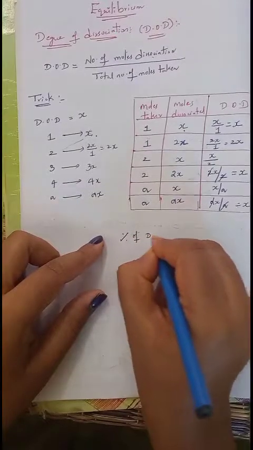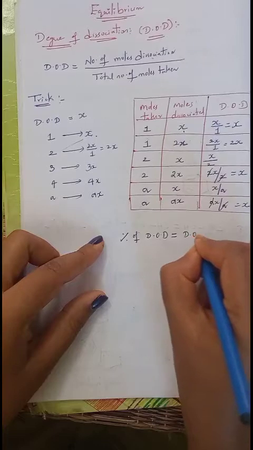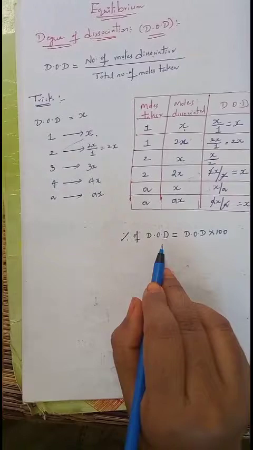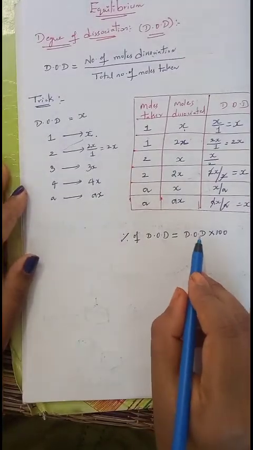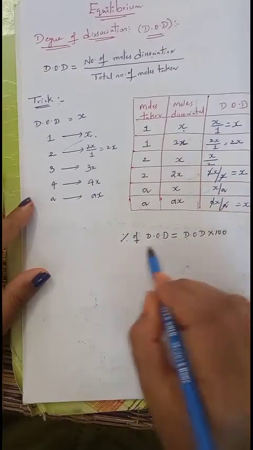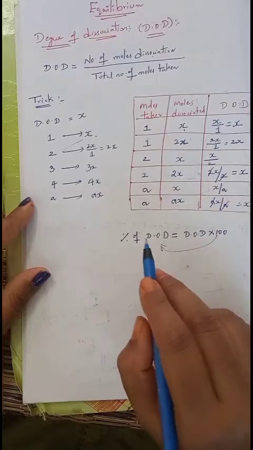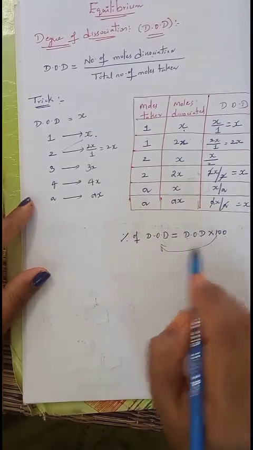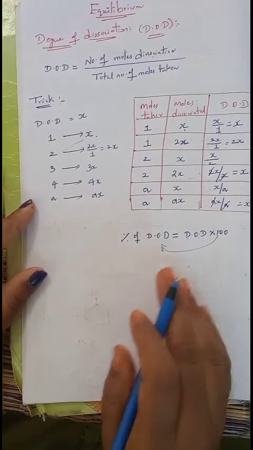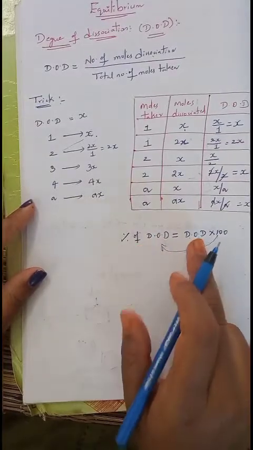Percentage of degree of dissociation is always equal to degree of dissociation into 100. By using this formula you will get that. So if the percentage is already given, you take this 100 to the other side, where it divides. So percentage of dissociation divided by 100 gives the degree of dissociation. It is a trick to calculate degree of dissociation based on percentage, or percentage of dissociation based on degree of dissociation.